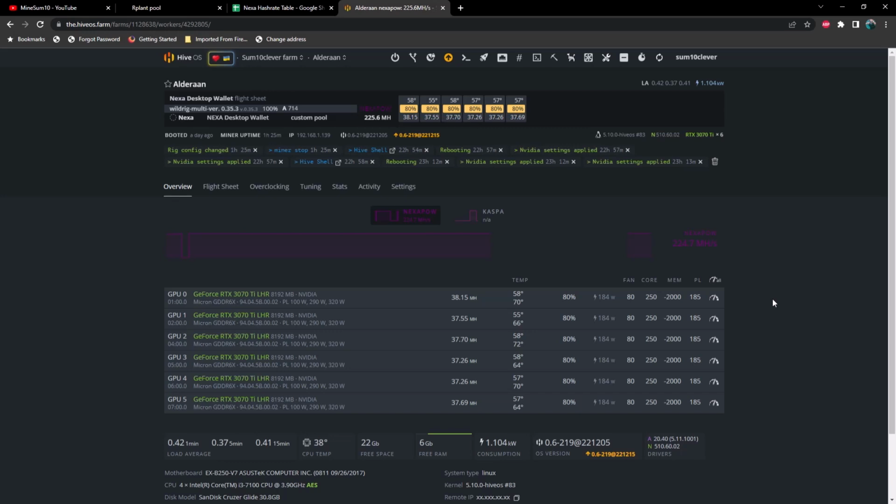But keep in mind, you want to allow your power limit to compensate for that high of a core. If you're trying to go below 185 watts on a 3070 Ti, then you're probably going to get some crashes if you exceed, we'll say, about 265 to 300 on the core.